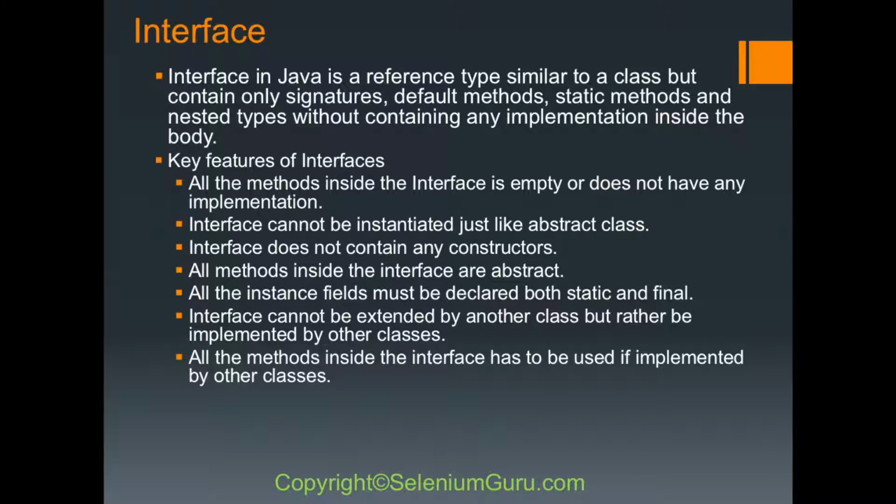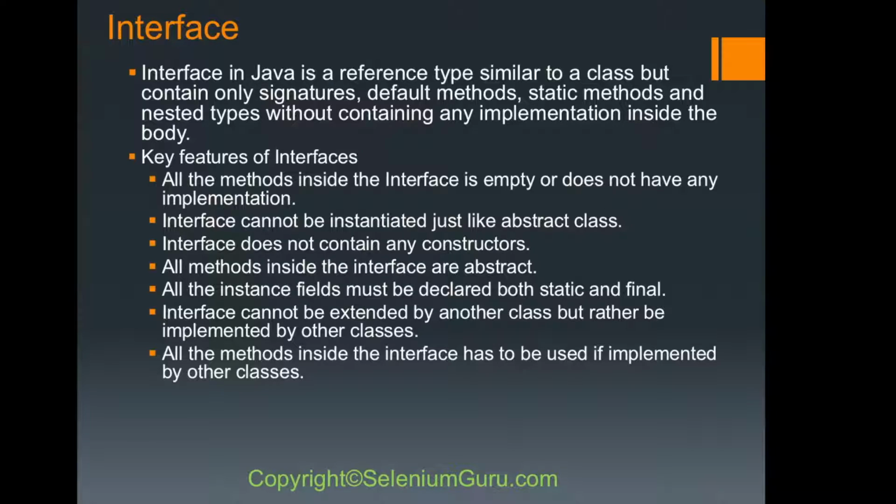If you're implementing an interface and it has 20 methods, you have to implement all those 20 methods. If class B implements interface A, and interface A has 20 abstract methods, class B actually has to implement all those 20 methods.